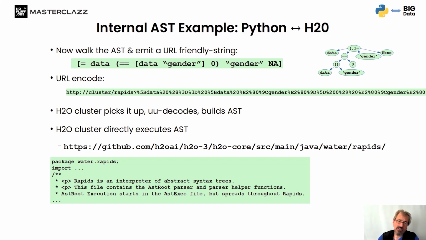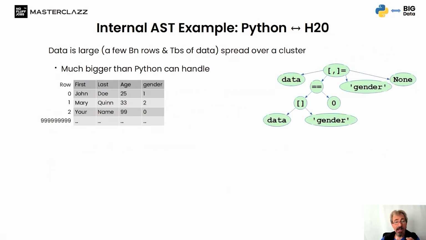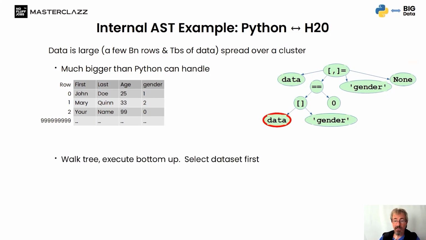In this case, it was an H2O cluster, but it could have been TensorFlow, it could have been Spark, Databricks, whatever. You decode it, build an AST by parsing this AST-friendly string, and then evaluate it. And the evaluator has a tree now, and it has a data set that may be terabytes in size. And it begins evaluating by walking the tree, a standard bottom-up tree walk.